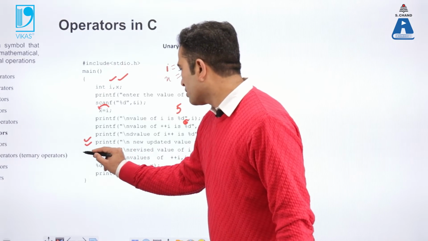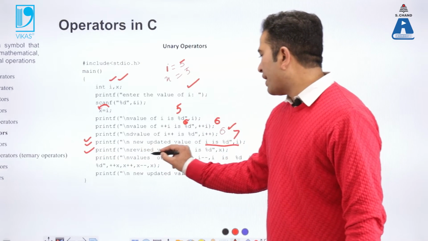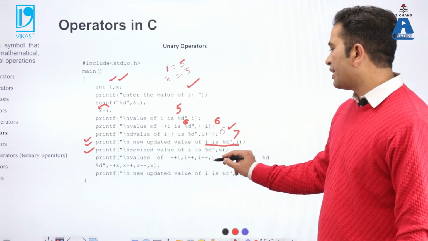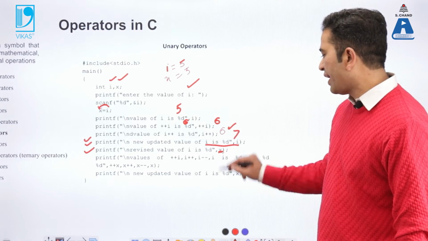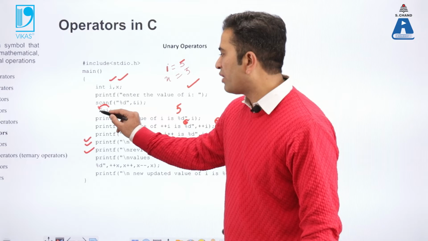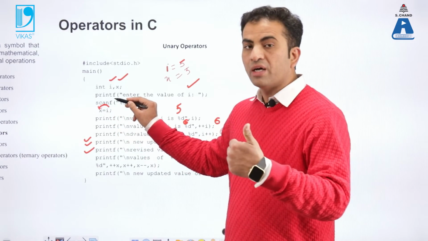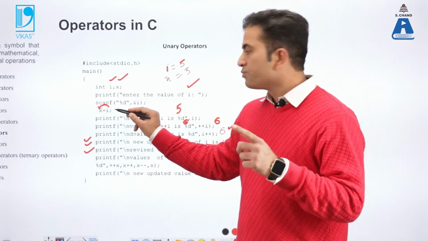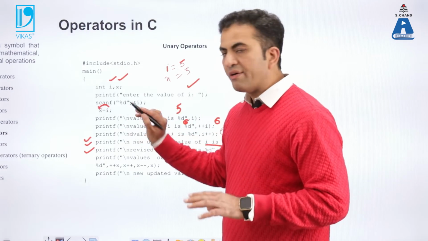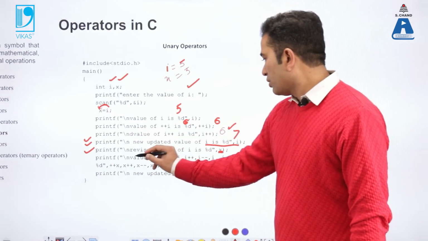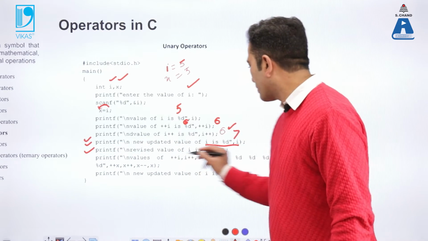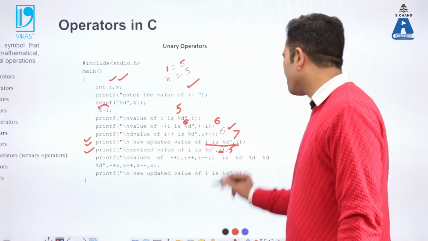Now in this particular statement, again, the revised value of i is %d, comma x. Point to be noted, x. The value of x is 5, because we initialized x with the initial value of i, and the initial value of i was 5. So in x the 5 remains the same. That's why the output of this particular statement is 5.